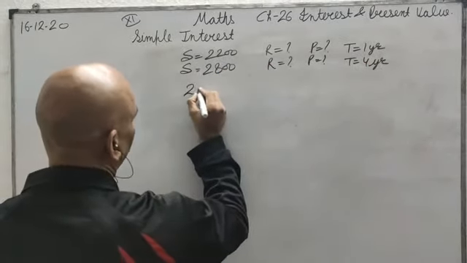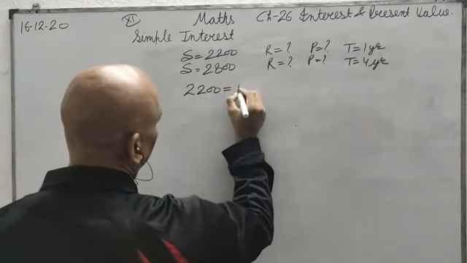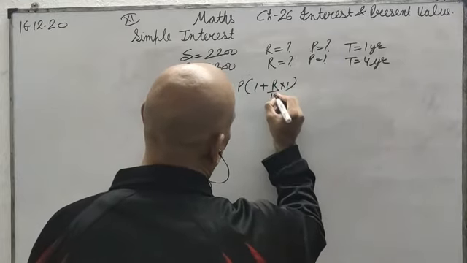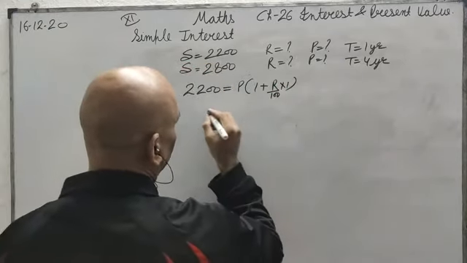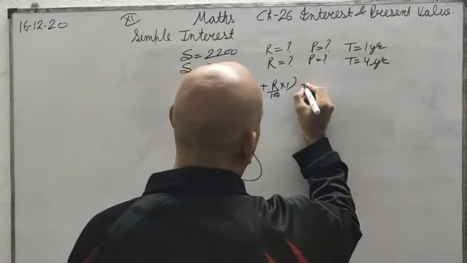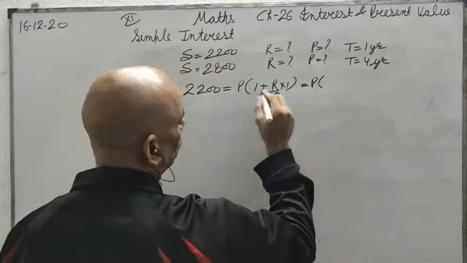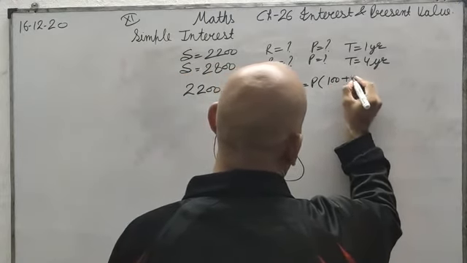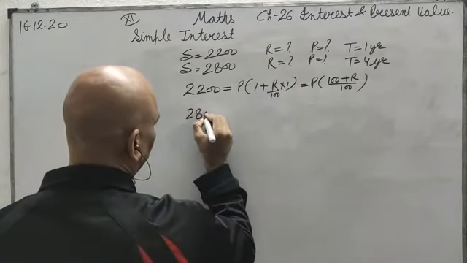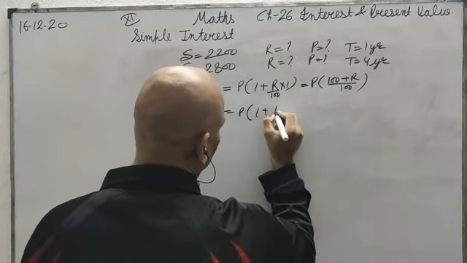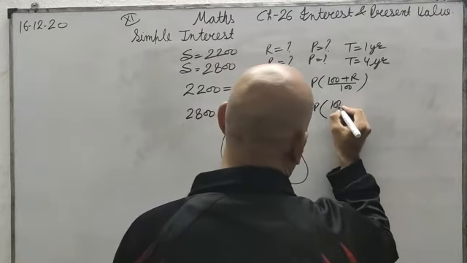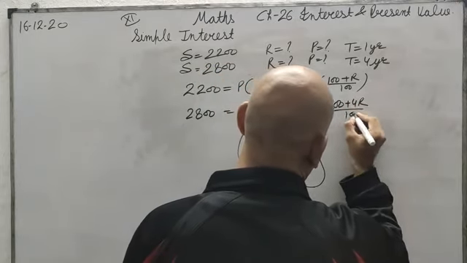Chaliye. So this time we will frame the equation. 2,200 is equal to P(1 plus R into 1 upon 100), into 1 you can say. And so it will become P into (100 plus R) upon 100. On the other side, 2,800 is equal to P(1 plus R by 100 into 4). So this will become P into (100 plus 4R) upon 100.